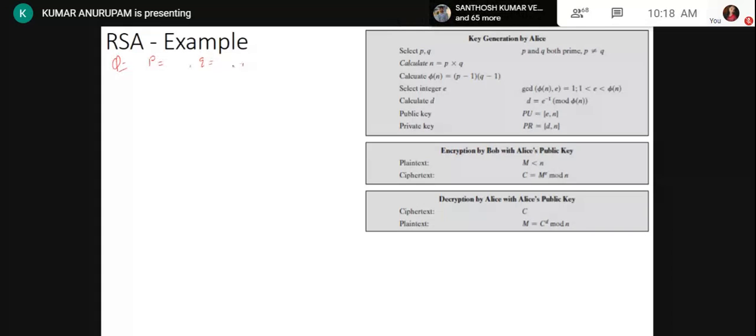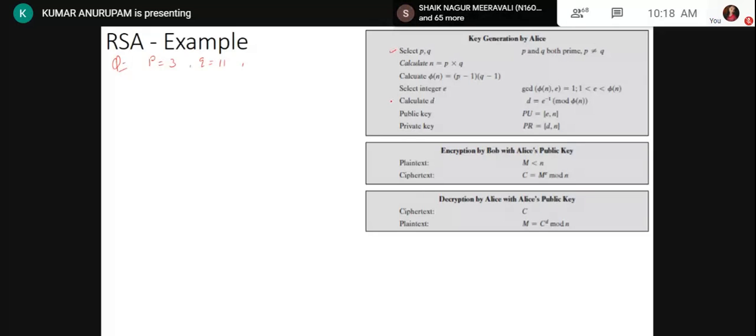Okay, now let's take a look at what P and Q are. P is basically 3, and Q is 11. It is given to us, so don't worry about that. Then the next values which are given, you see in the question, these values will be given to you. So what are the values which are given? The first values given are P and Q.